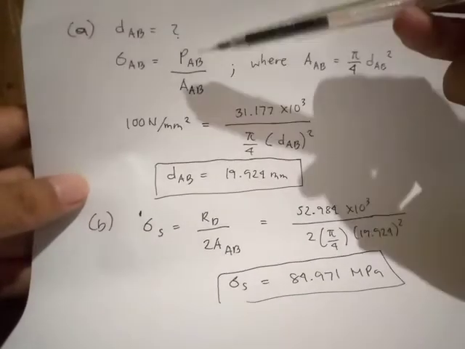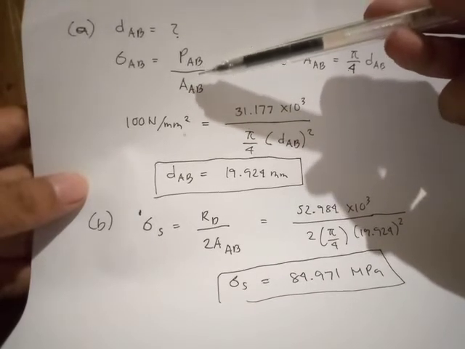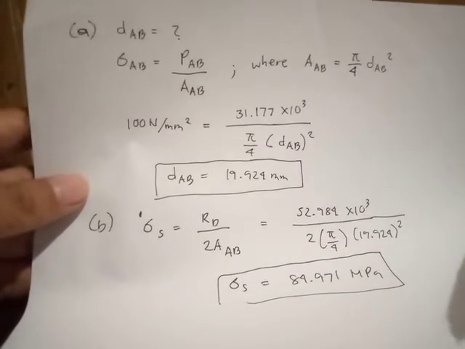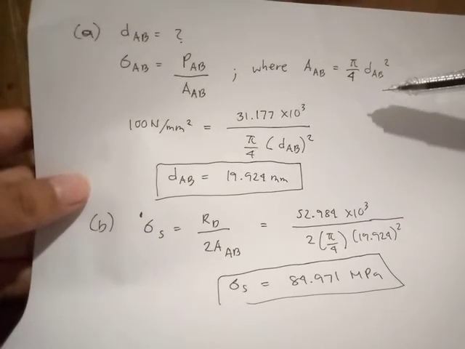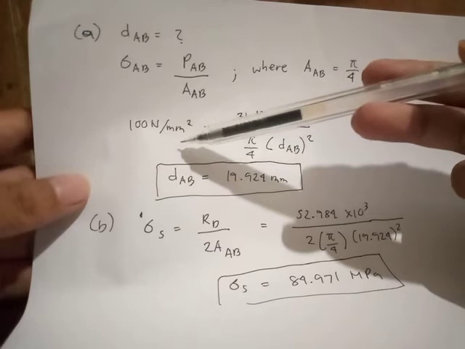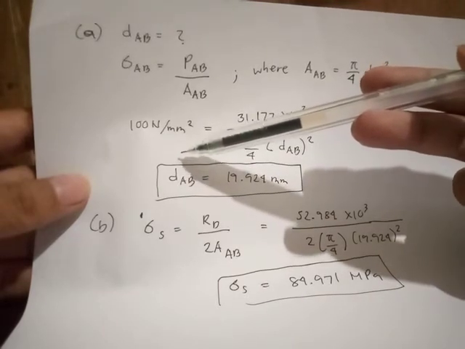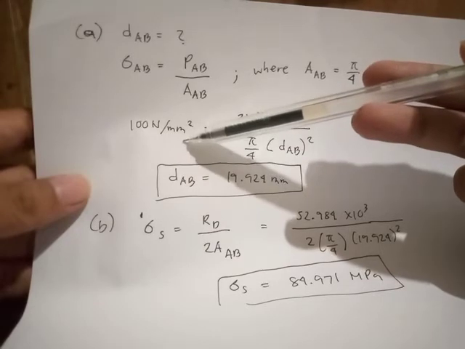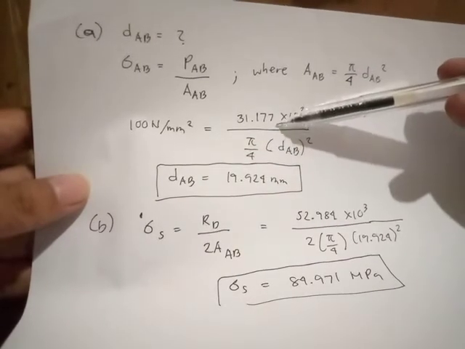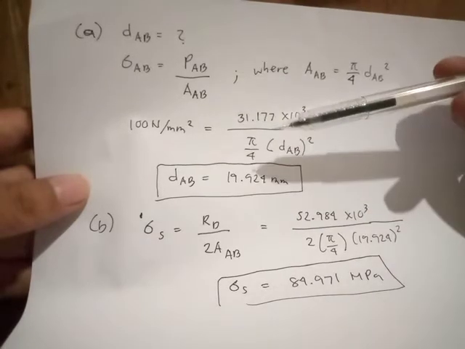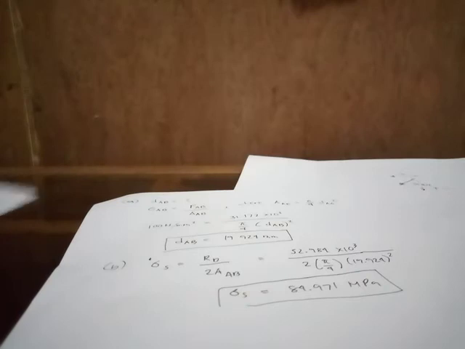So, i-substitute natin. Stress at AB is equals to PAB over area of AB, where AAB is equal to pi over 4 DAB squared. Alam naman natin na yung tensile working stress according sa given is 100 Newton per mm squared or 100 megapascals. Is equivalent to yung nakuha nating sagot ni PAB. Actually, si PAB is equivalent to P.